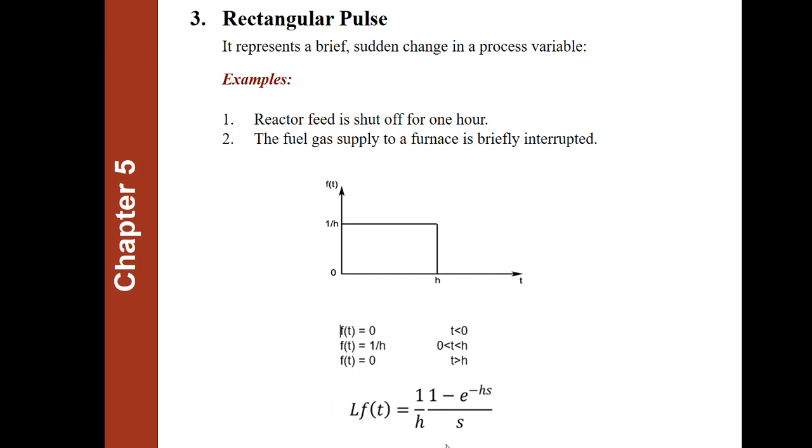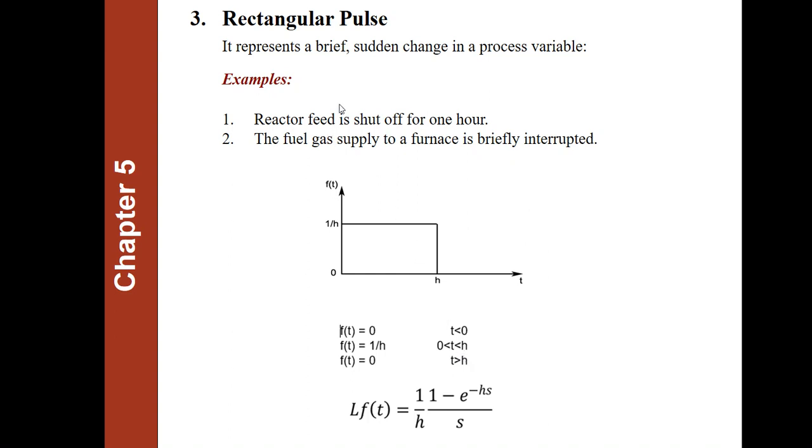This would be the representation of the Laplace transform of a pulse function: the magnitude multiplied by 1 minus e raised to negative hs, where h is the duration of the pulse, and then we divide it by s. Now, this particular representation for changes in actual processes could be representing reactor feed shut off for 1 hour. So meaning the feed to a particular reactor or to a particular physical system was just shut off for an hour. It's not something sustained. So this 1 hour is the duration h here.